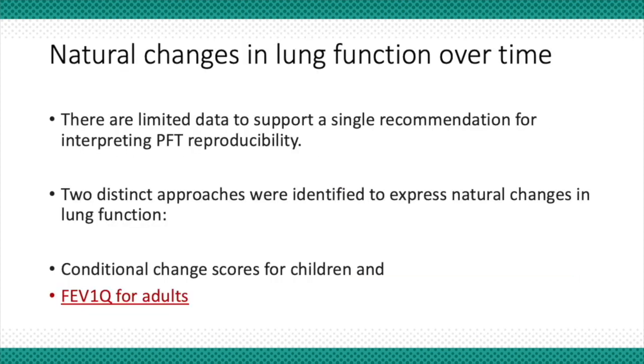Two more concepts. One is the natural changes over time. We know that lung function will change over time, and patients more than 25 years will have a 30 mL decline every year. So in two populations, the elderly and the children, there is more scope of change in the reference. So here two approaches are identified. One is something called a conditional change score for children, and the other is FEV1Q for adults.